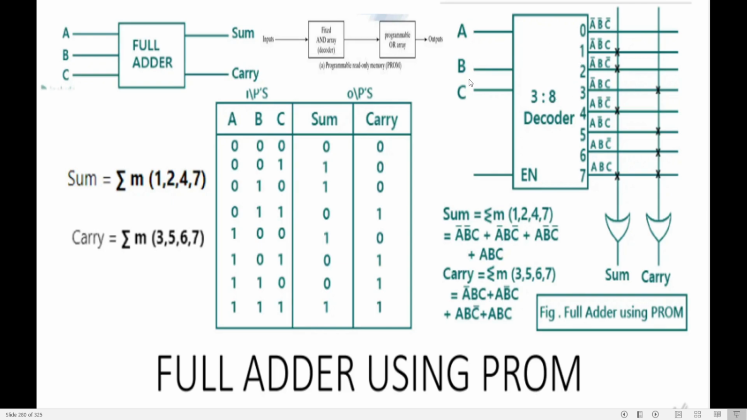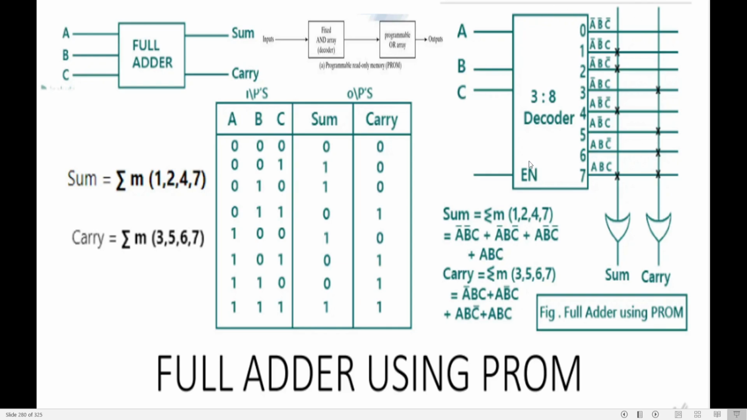So A, B, C are the inputs. 0, 1, 2, 3, 4, 5, 6, 7, which is 8 outputs. Can you see this? What is this output? First output is 0, 0, 0. That is A bar, B bar, C bar. Second one is 0, 0, 1. Next is 0, 1, 0. So these are the outputs. So draw the line. Clear?